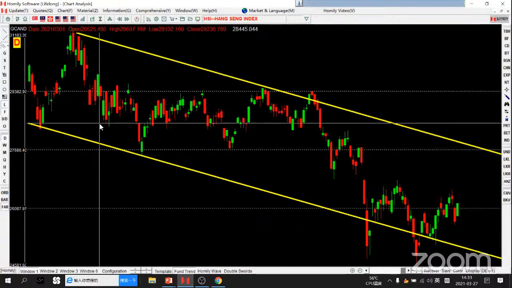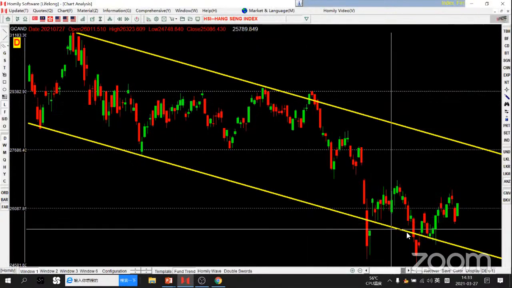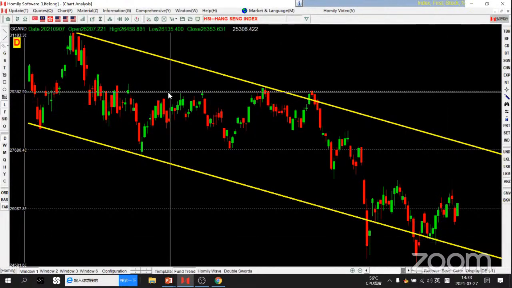And the upper channel line will be its resistance. The lower channel line will be its support.